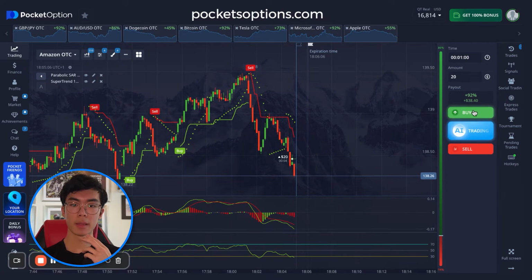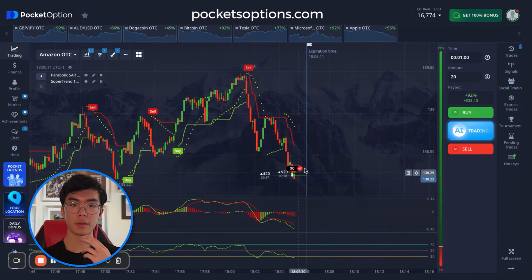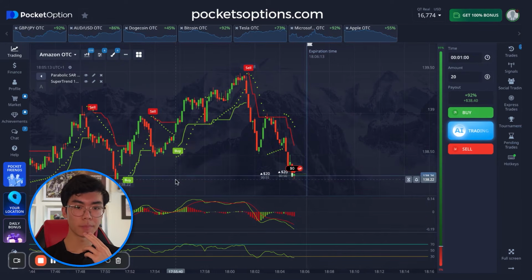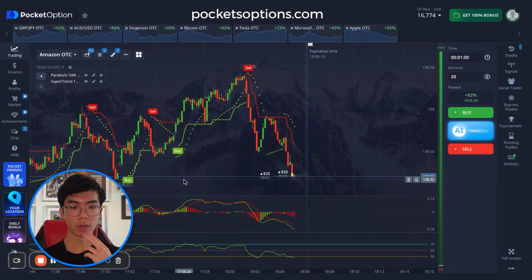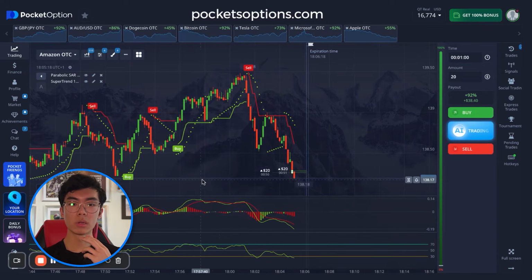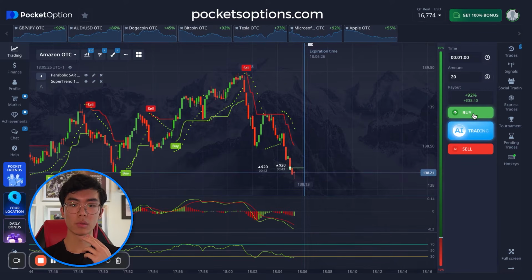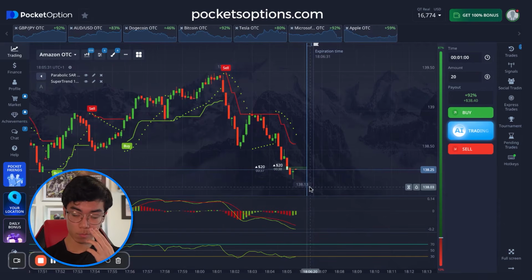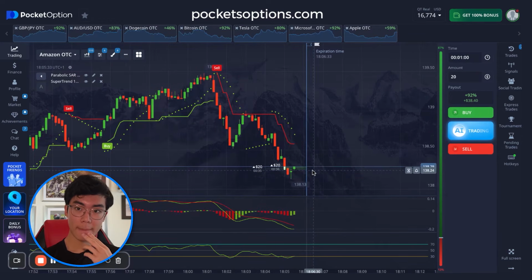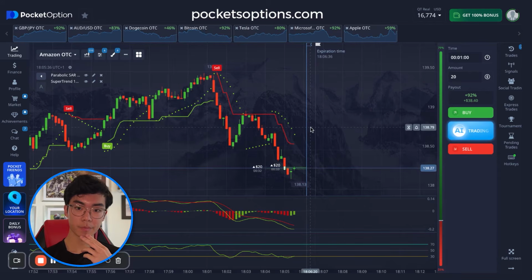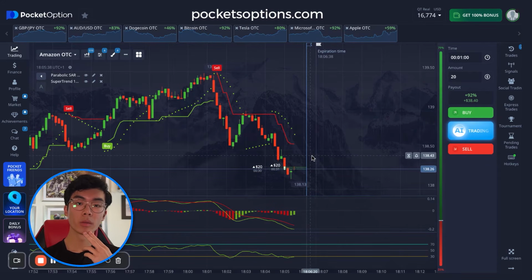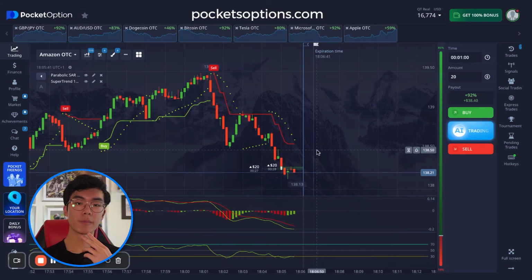I'm fairly confident to say that this will go up. It's a pretty good support level right here, right around this level right here. Okay. See if it goes down further. Okay. There we go. Right around this level here.